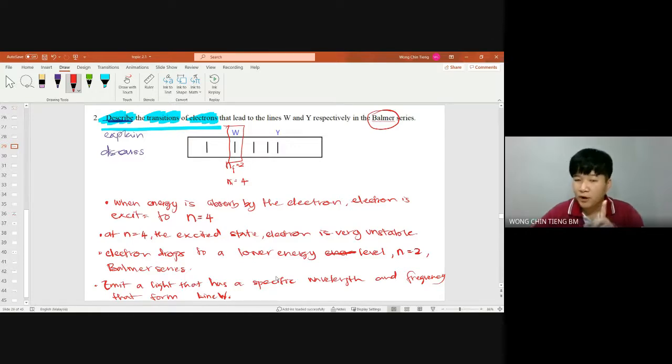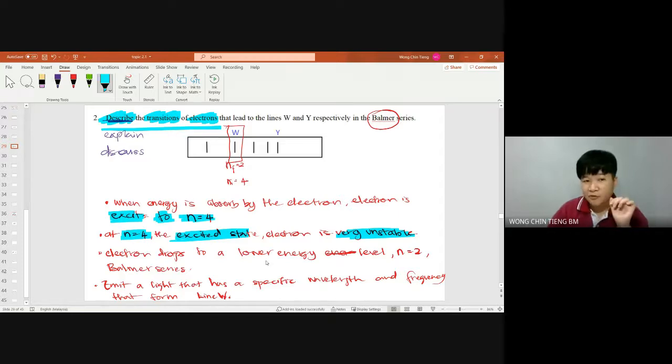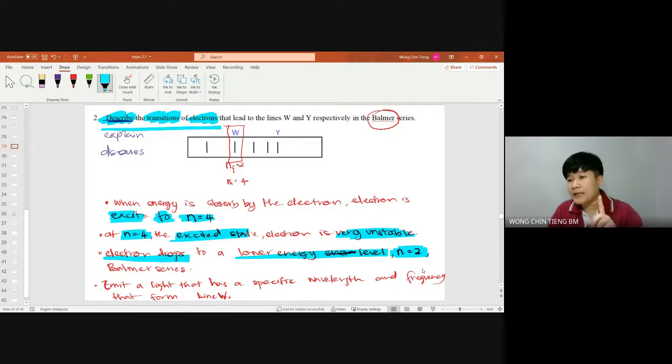The only thing that makes your answer different from our notes is when we say the electron is excited to where. When we say excited state, we only said just now that the excited state is very unstable. Now you need to mention where your excited state is, and we must state what the lower energy level is. That's the only difference. Use the sentences in your notes, but state the specific energy level of your excited state and the lower energy level it drops to.